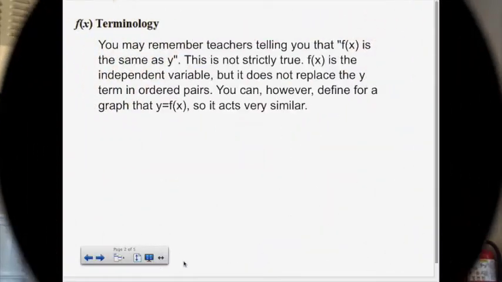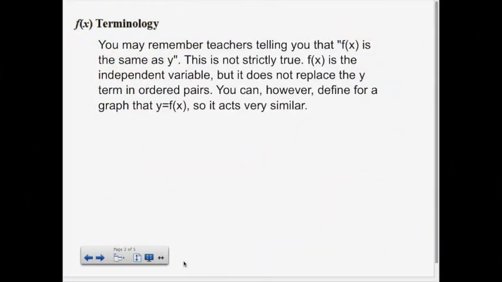Let's see. f of x terminology. You may have thought, oh, I know this too. That's okay, we're going to go over it in 30 seconds or less. It's not strictly true that f of x is the same thing as y. We use it as a shortcut when we're first introducing it, but you're in a higher level math class now, so we're going a bit more into it.